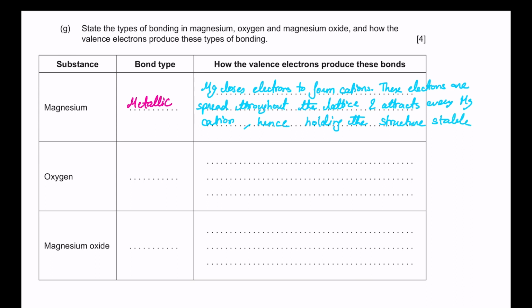Now for oxygen. Now we know that oxygen gas exists as O2, that is O double bond O. So we see that it's a double bond, so it's a covalent bond, right? And in a covalent bond, if you have a double bond, two electrons are shared by each oxygen atom, forming a double bond. So I can write like this: two electrons are shared by each oxygen atom, forming a double bond.